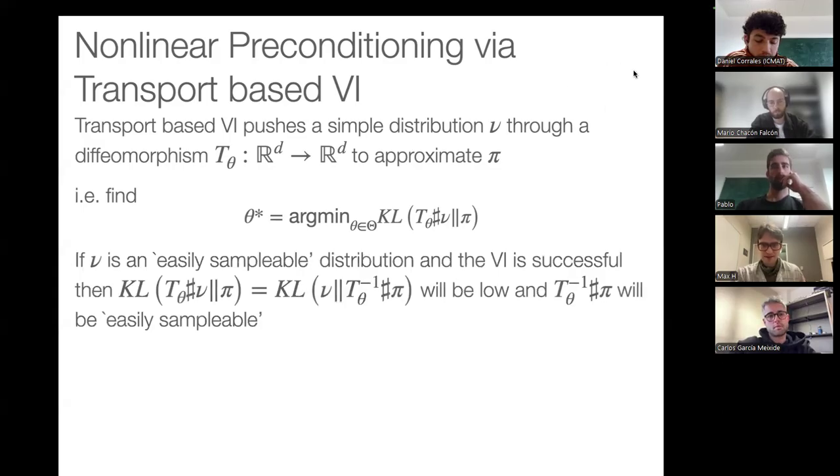Okay. And so if nu is very easy to sample from, if it's sufficiently simple that it's easy to sample from with MCMC techniques, and if this variational inference program is successful, then we know that this KL will be small. And by the properties of the KL, we can just shift the diffeomorphism from this side to the other side after taking the inverse. And so we know that that KL will be low. Therefore, the target pushed forward through the inverse diffeomorphism will now be easily sampleable because it's close to an easily sampleable distribution nu.